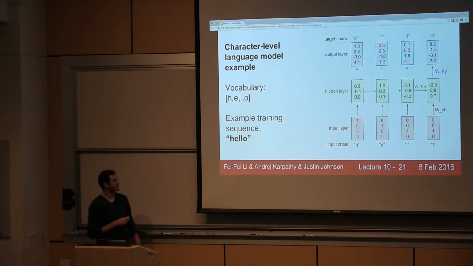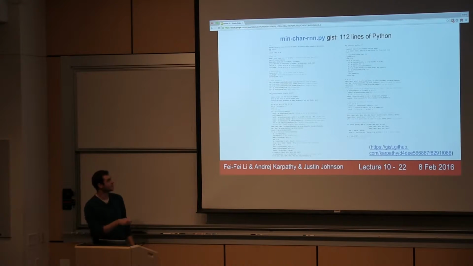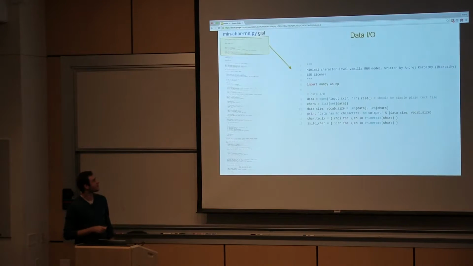Okay, so let's look at a specific example. If you want to train a character level language model, it's quite short. I wrote a gist that you can find on GitHub, a 100-line implementation in NumPy of a character level RNN that you can go through. I'd like to step through this with you so you can see concretely how we could train a recurrent neural network in practice. So I'm going to step through this code with you now.